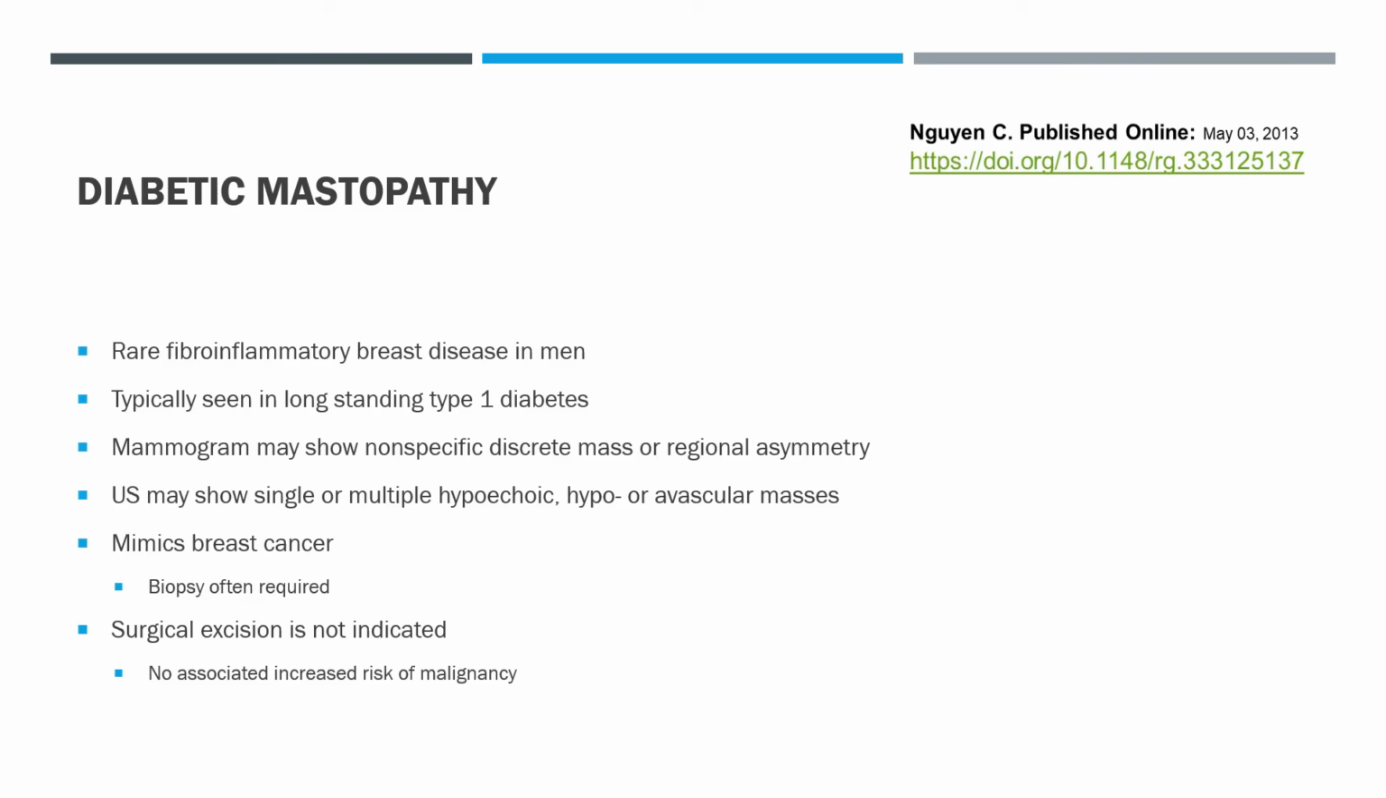Diabetic mastopathy is a rare fibroinflammatory breast disease in men, typically in long-standing type 1 diabetic patients. Mammogram shows a nonspecific discrete mass or regional asymmetry. Ultrasound can show single or multiple masses, and they're typically hypo or avascular. This can mimic breast cancer because of the appearance of a nonspecific discrete mass on mammogram. Biopsy is often required for these lesions. Surgical excision is not indicated, however, because there is no known increased risk of malignancy or malignant transformation in these lesions.